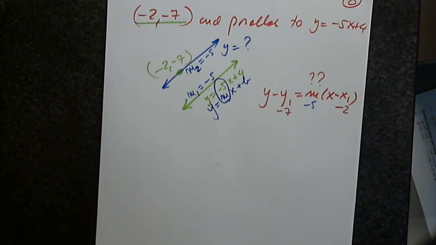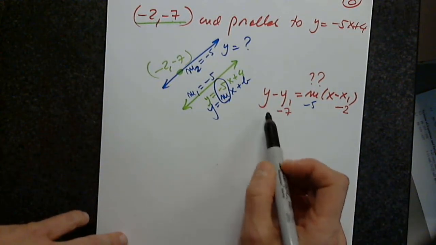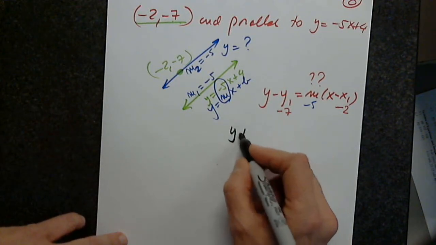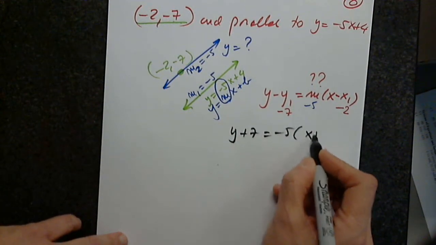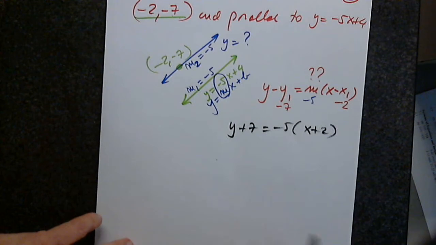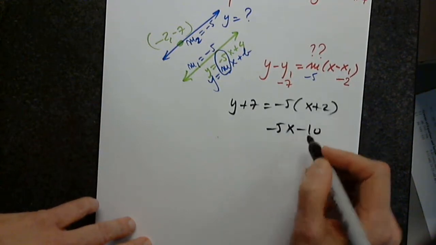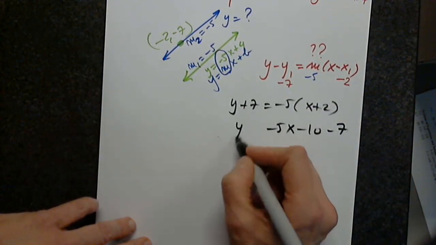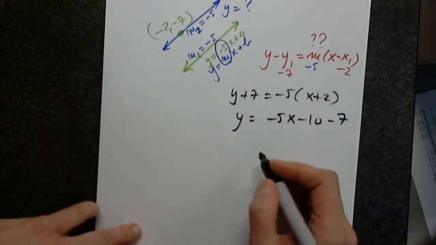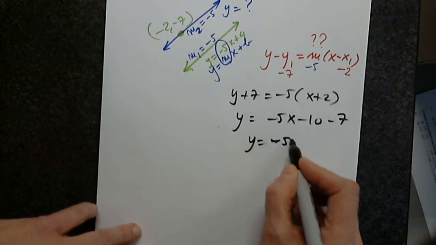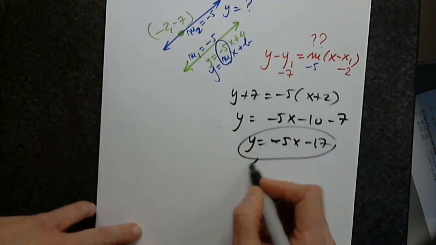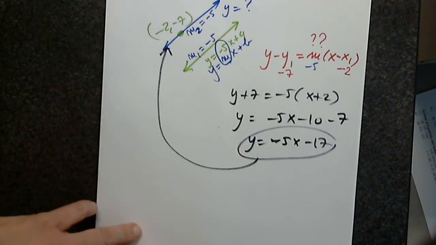So let's finish this one. Remember, negative changes into positive. That's why I wrote it like this, so we can see: x plus 2. The -2 changes into positive. I distribute -5x, this will be -10, and I bring down -7. y equals -5x minus 17. This is the equation of the blue line.